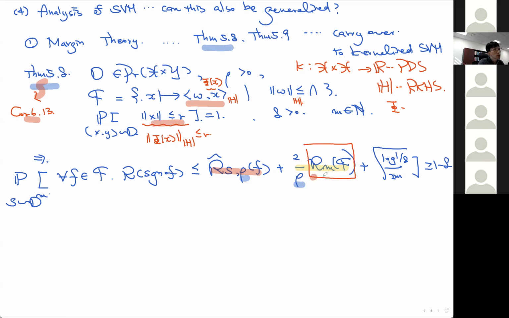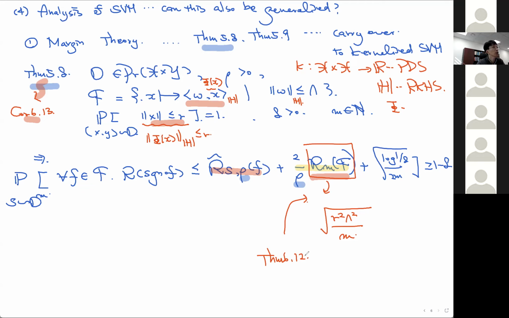So the red part is the change, and this part will also be replaced by the square root of R squared gamma squared over m, and this is done by Theorem 6.12. Maybe it looks complicated, but what's happening is that essentially most of the results that we already have for the support vector machine can carry over to the kernelized support vector machine.